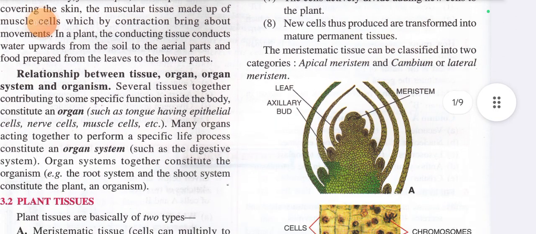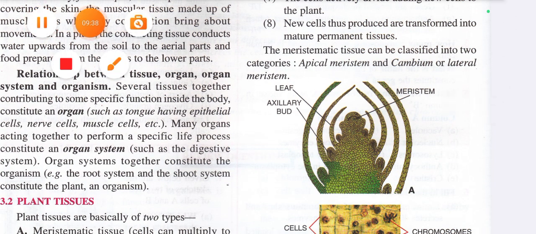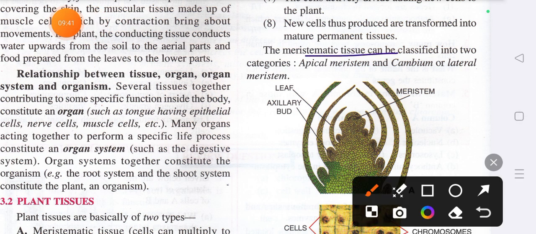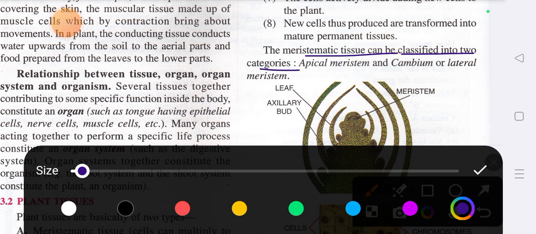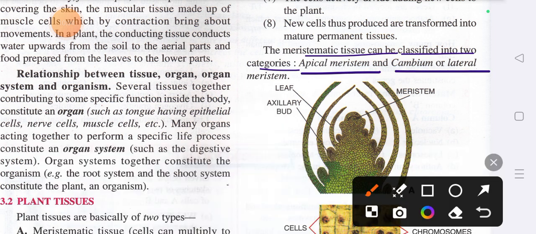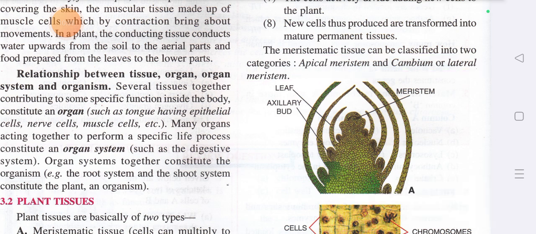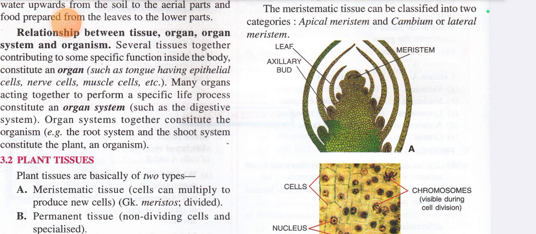Now here the classification of meristematic tissue is given. The meristematic tissue can be classified into two categories. Basically there are three categories, but here two are given. The three categories are apical meristem, lateral meristem, and intercalary meristem. But here they have given only two: apical meristem and cambium or lateral meristem. Here is the image.